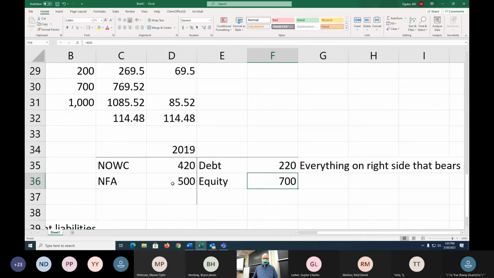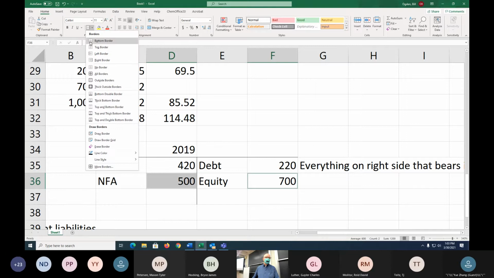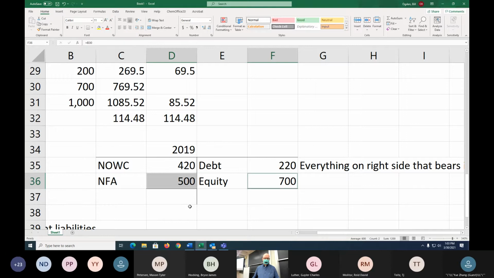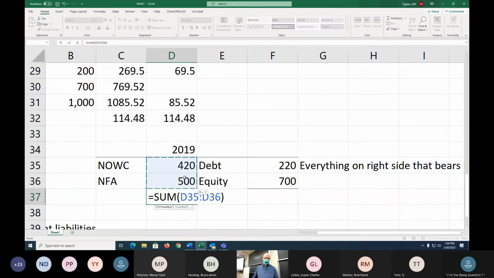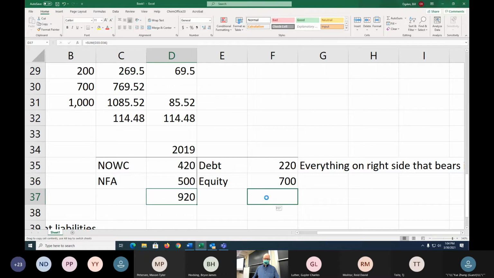Okay, then if life is good, you should have equaling sums on both sides. And we do. All right.